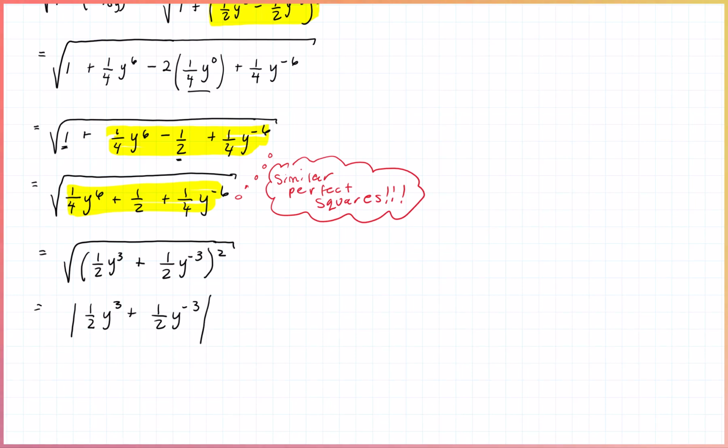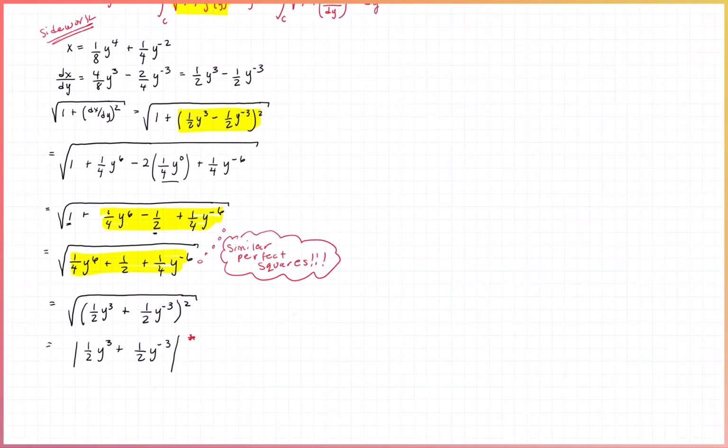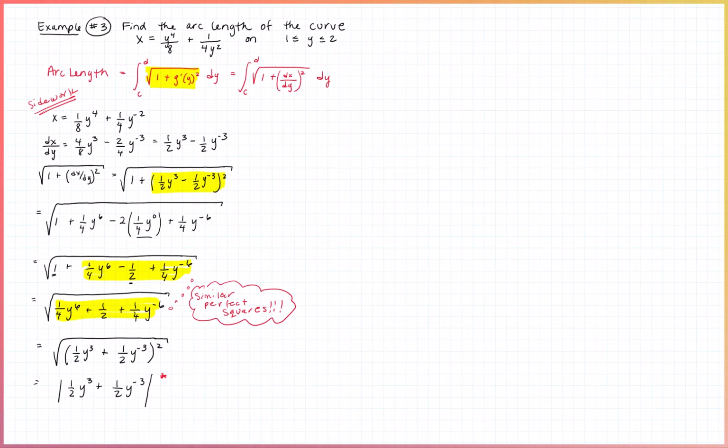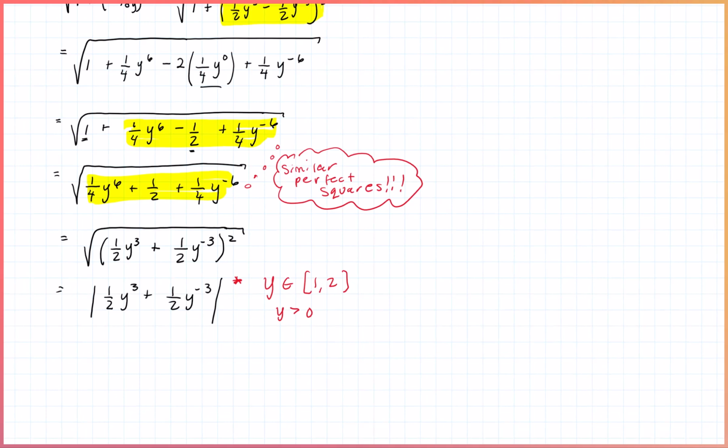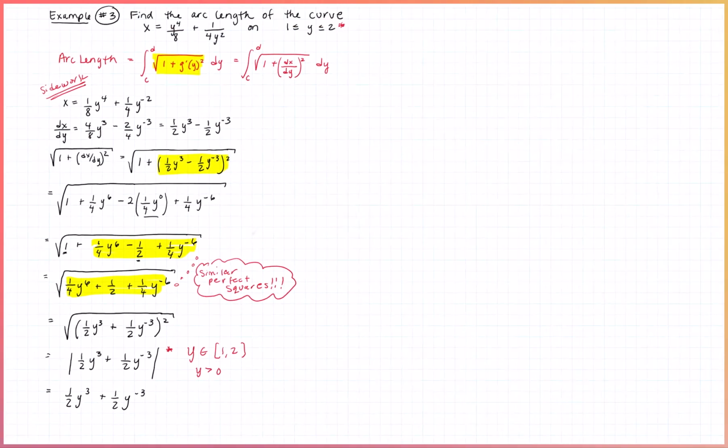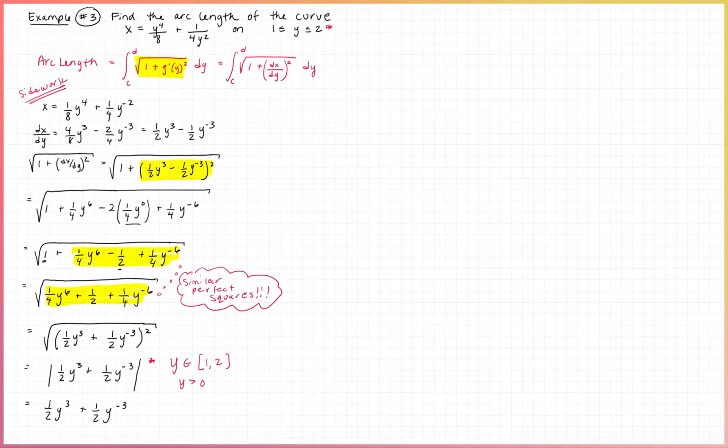It is an absolute value, but remember that y is between, I believe it was 1 and 2. I have to look back up here. Yeah, notice here that y is on the interval from 1 to 2. So y is always greater than 0 here, which means when we cube it, or when we drop it to the denominator and cube it, this quantity is always positive. So we can actually drop the absolute value, and this is 1/2 y cubed plus 1/2 y to the negative third. Okay, so a lot of algebra right there, kind of also thinking about the bounds when we took the absolute value. And now we can actually find the arc length.